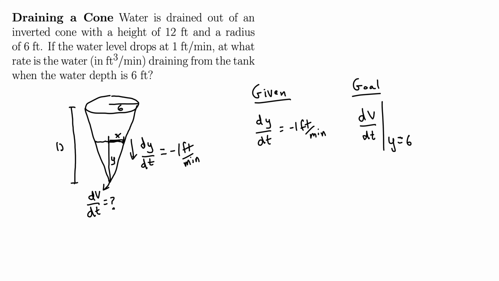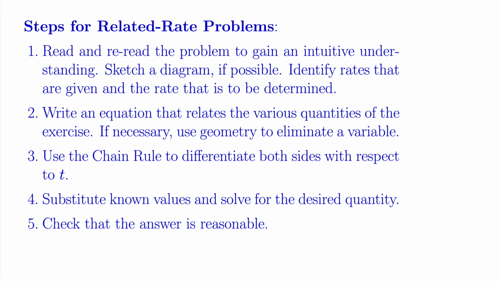Well, there are steps for these, so let's check in real quick with our steps. Step 1 was to understand the problem deeply and sketch a diagram. Identify the variables, list your givens and your goals. So we have done that. Check. On to step 2, write a single equation that relates all the various quantities.